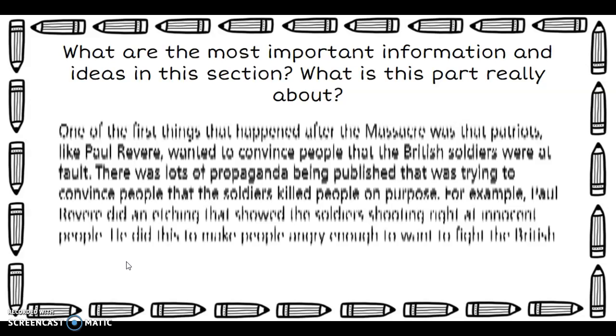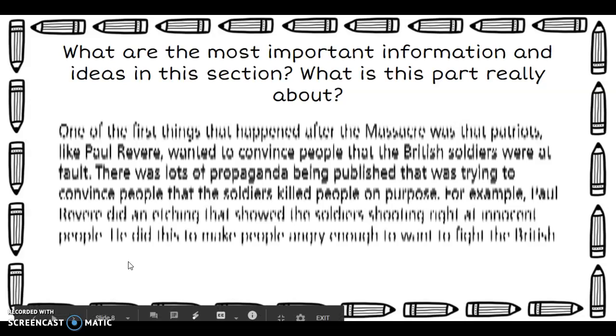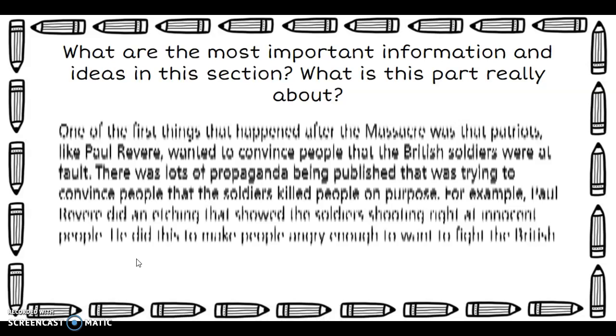One of the first things that happened after the massacre was that patriots like Paul Revere wanted to convince people that the British soldiers were at fault. There was lots of propaganda being published that was trying to convince people that the soldiers killed people on purpose. For example, Paul Revere did an etching that showed the soldiers shooting right at innocent people. He did this to make people angry enough to want to fight the British.